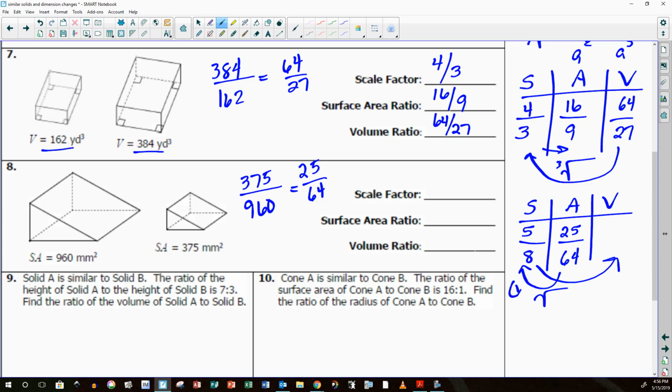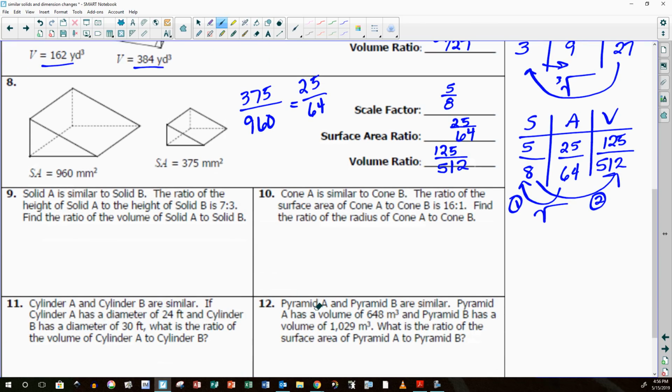So you had to do this first. Let me do this second. So 5 cubed is 125, and 8 cubed is 512. So these are the 3 fractions that go here. So we've got 5 over 8, 25 over 64, and 125 over 512. So that is how you find your ratios.